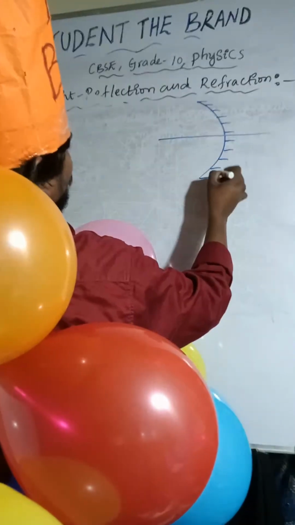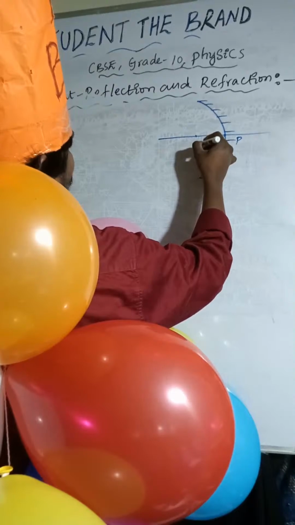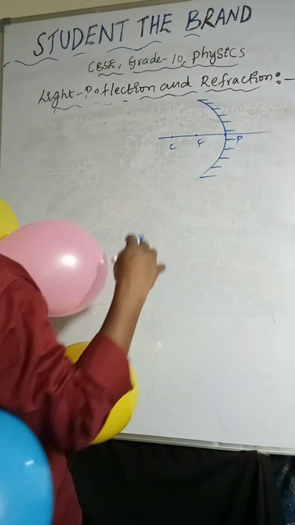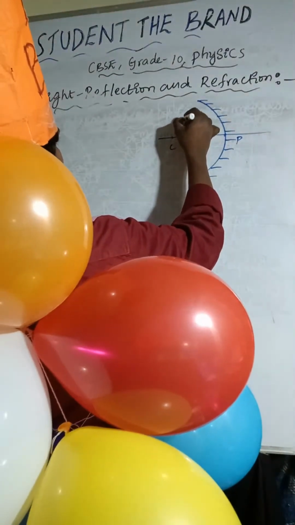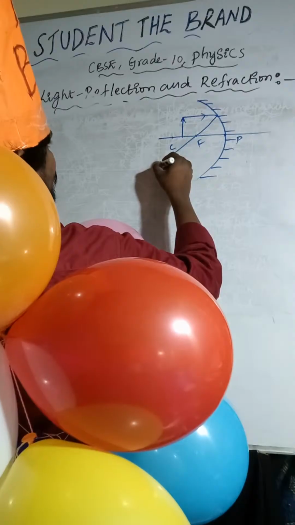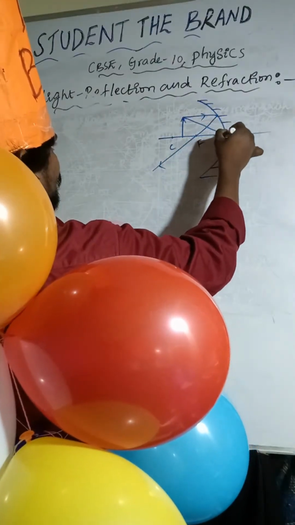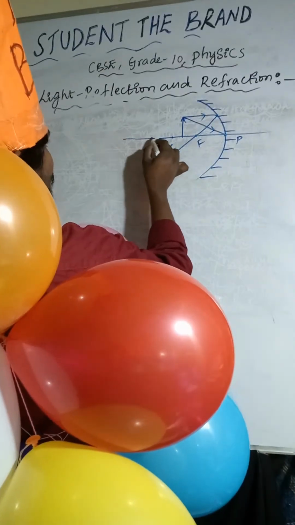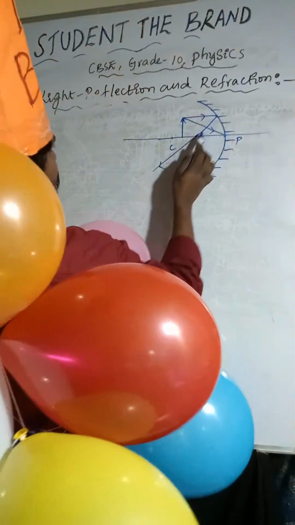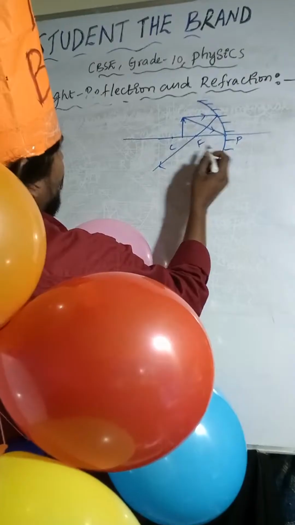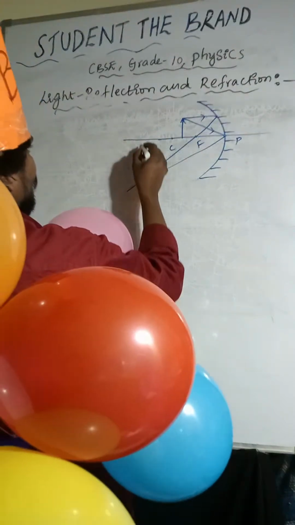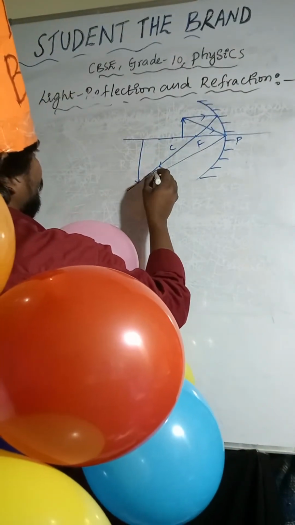So concave mirror. So pole, focus, and center of curvature. Object is placed between C and F. One light ray I am taking like this. It passes through focus. So another light ray is passing through center of curvature. One light ray is passing through focus. Another light ray incident at pole. Then those light rays will meet beyond C. So image will form here.